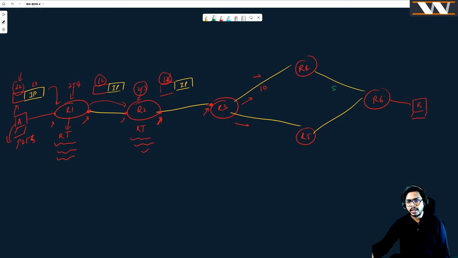But on the lower path, it is going to be maybe 15 plus 5. Which path is efficient in terms of kilometers, right? In terms of distance, the upper path. So R3 has decided to move on to this upper path. And basically, again, R3 is going to consult its routing table. It is going to find two routes to reach B, right? One is via R4 and one is via R5.